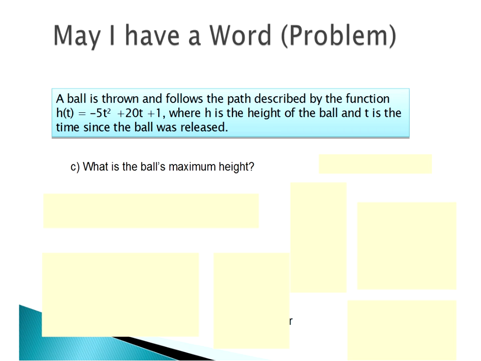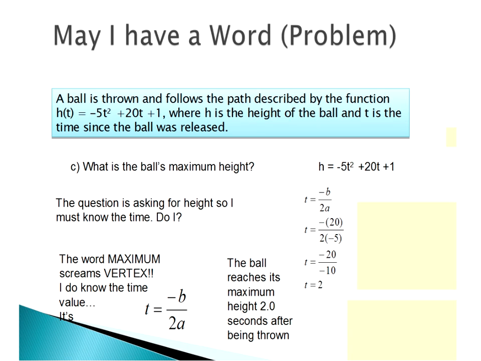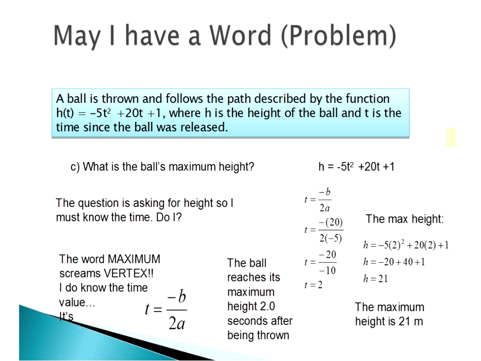What is the ball's maximum height? Well, it's asking for height, so I must need to know the time. And of course I do know the time because of the word maximum. It screams vertex. So t equals minus b over 2a. Plug it in. I just identify my a and my b value, and I use those. And so what I see here is that after 2 seconds, the ball is going to reach its maximum height. I can figure out what that is by plugging it in, and I see that my maximum height here is 21 meters.